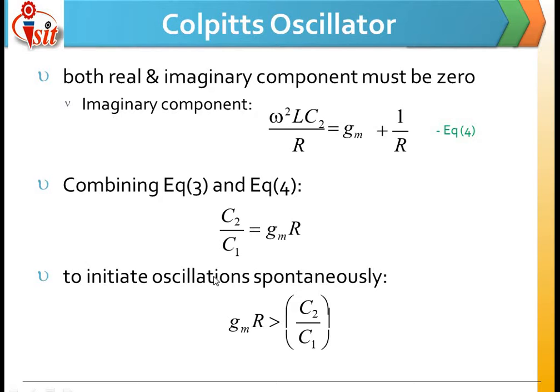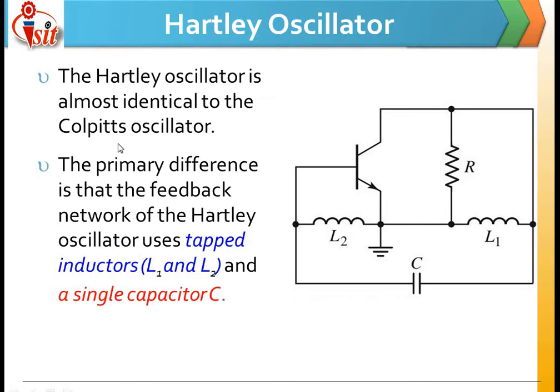To initiate oscillations spontaneously, what we are getting? GM R is greater than C2 by C1. Initially, GM R is greater than C2 by C1. Then this is the output related to that oscillations. Along with this, these are the things related to the Colpitts oscillator.